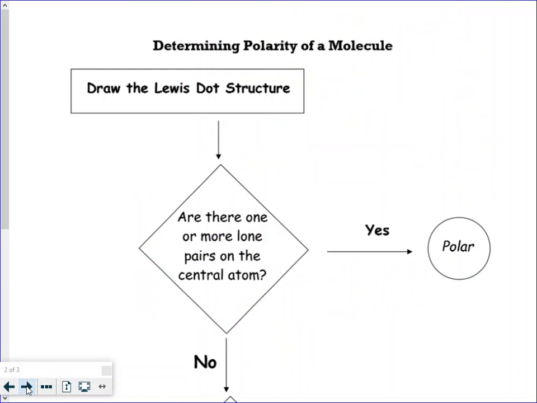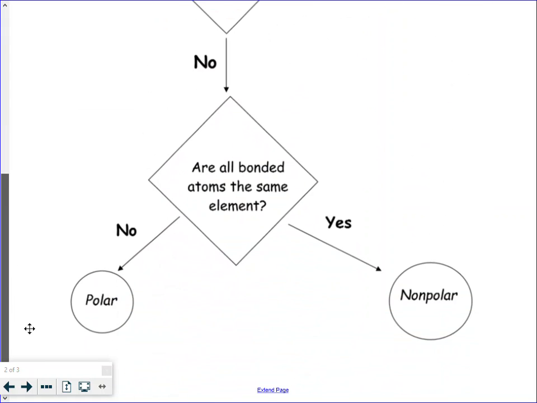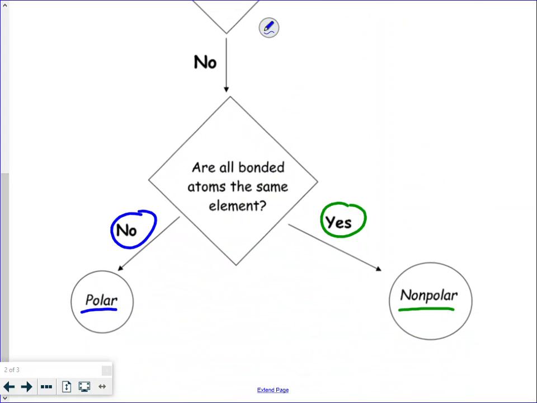Are there one or more lone pairs on the central atom? If you see a yes, then it's automatically polar. Okay? The next question. If there are no lone pairs, well, you have two options. Are all the bonded atoms the same element? Yes. Then it's non-polar. No. You have different ligands, then you're asymmetrical, and you're going to be polar.